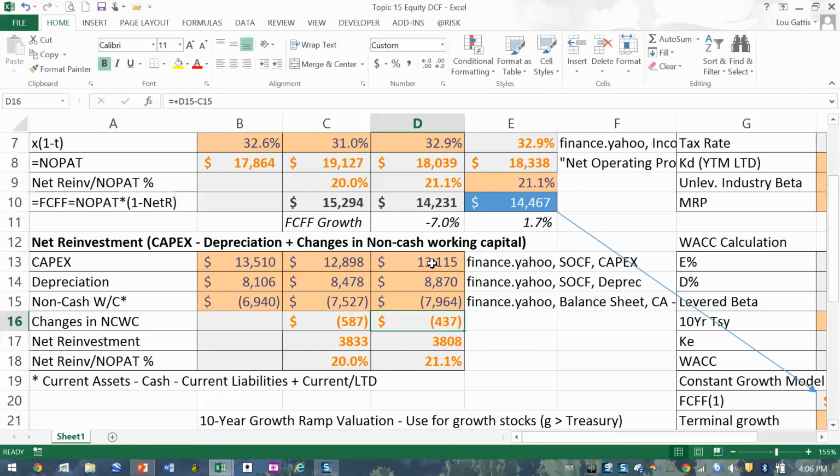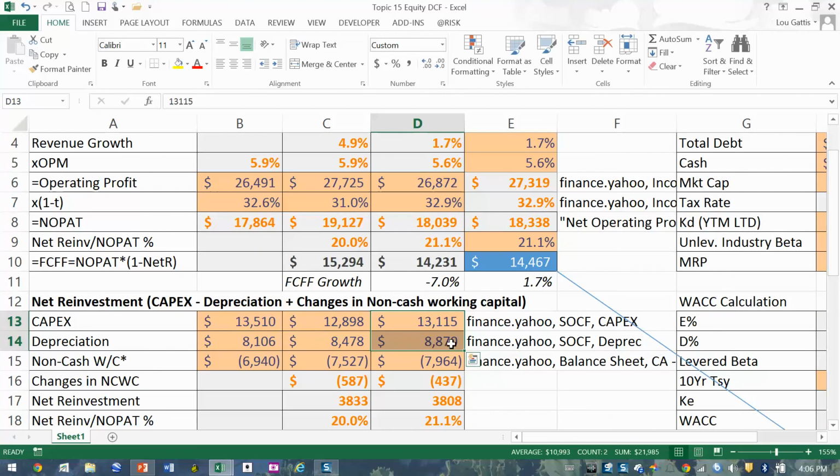So in 2014, they spent $13 billion on CapEx, but if I add back $9 billion, their net CapEx was about $4 billion, and the change in working capital is about $500 million. So last year, their net reinvestment is about $4 billion, which is 21% of NOPAT, and that's effectively what I'm going to use in the future.